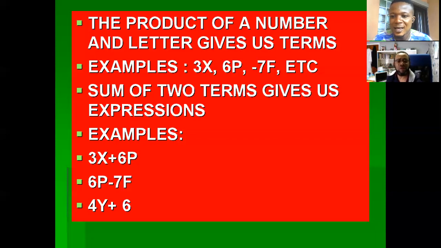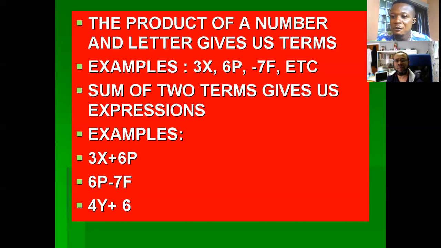So how does that now mean more than a term? How will you say that 6 is a term? There is a topic in mathematics known as indices. In that topic, anything raised to a power of 0 gives us 1. One of the laws of indices tells us that any number or letter whose power is 0 will give us 1. So if I have 2 to the power of 0, it means 1.